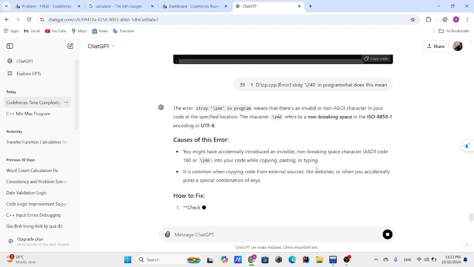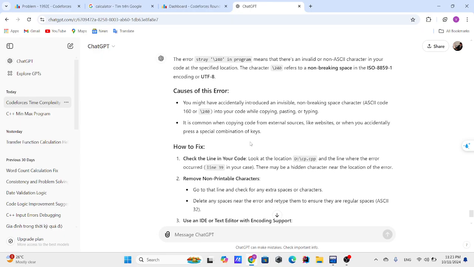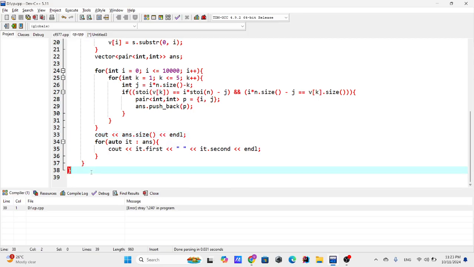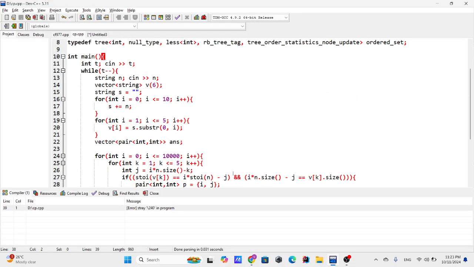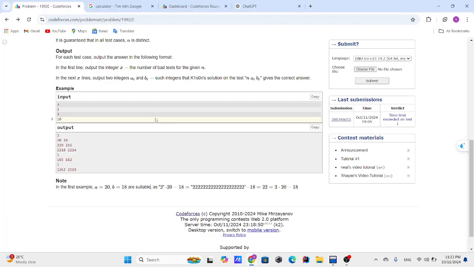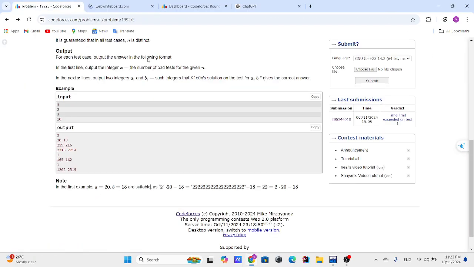Minor. Introduce an invisible non-breaking ASCII code. In your case, let me think about this one. A substring of, okay, vy. We already have vy, okay. So let's check. Let's check this one if I'm correct. If my code is correct, then this one must be correct.